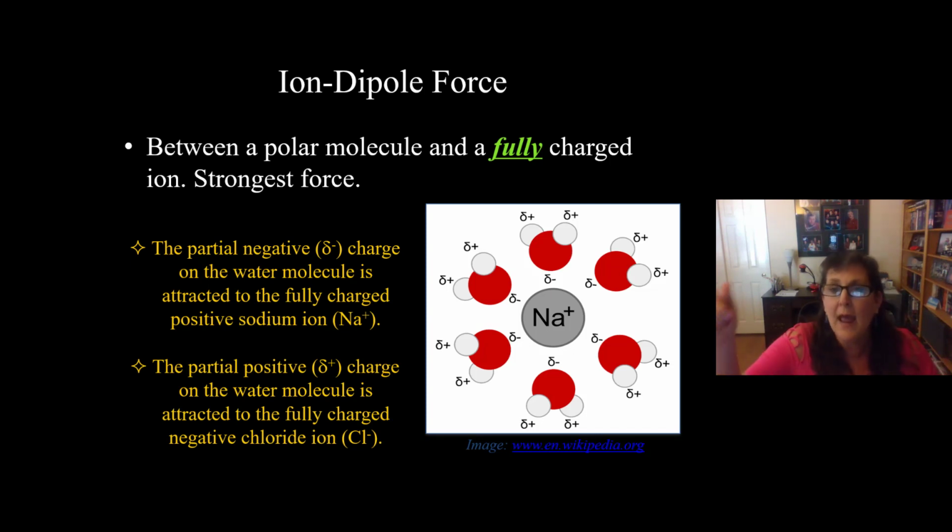So you can see we have 6 water molecules surrounding that sodium ion. So we have 6 ion dipole forces in that picture. The little bit negative oxygens point inwards towards the positive sodium. So we have an ion and we have polar molecules: ion dipole force.